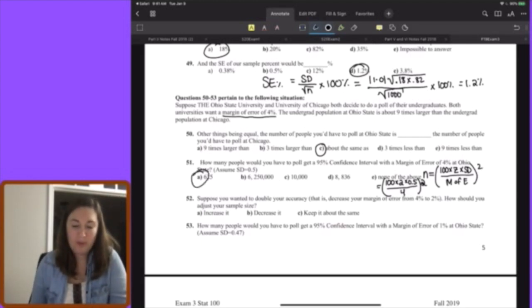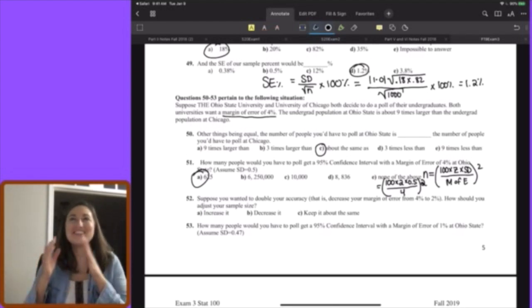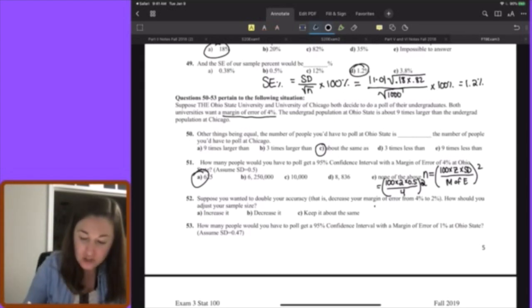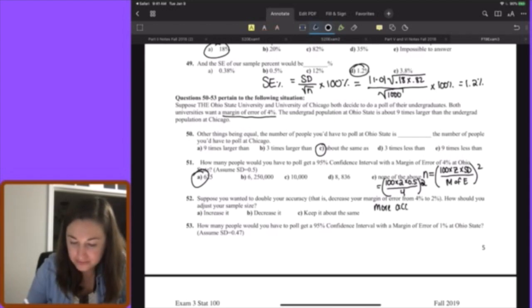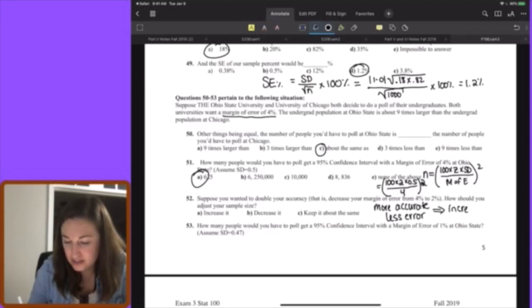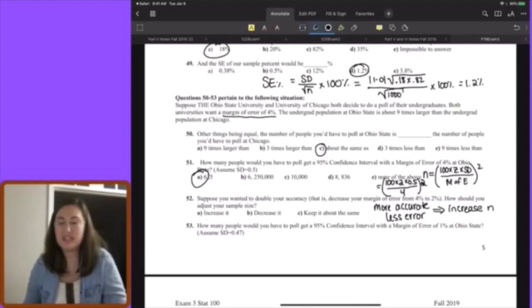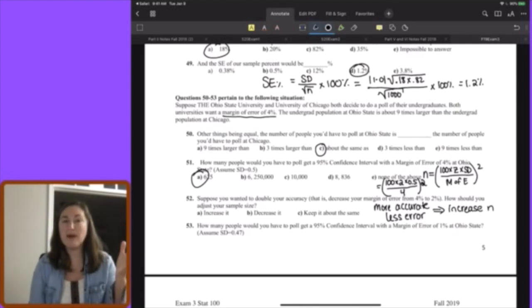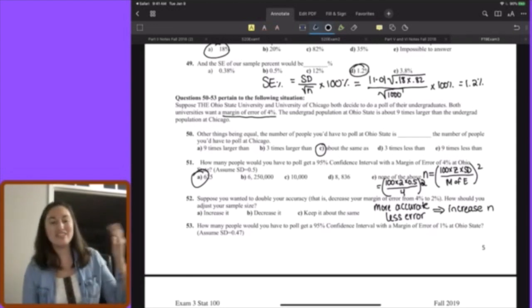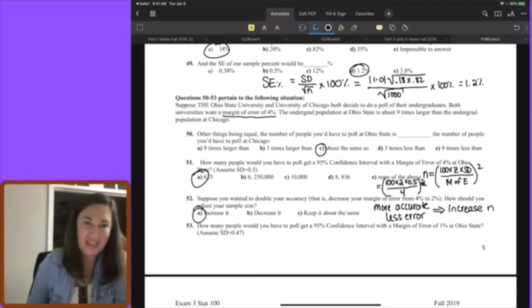And then 52 says, suppose you wanted to double your accuracy. These can be kind of confusing, but to think about them, if you're more accurate, you have less error, right? Decrease your margin of error. How should you adjust your sample size? If you want to be more accurate and have less error, you should increase your sample size, because we want our sample to be as close to the population as possible. So if we increase it, it gets closer and closer. So this one should be increase it.